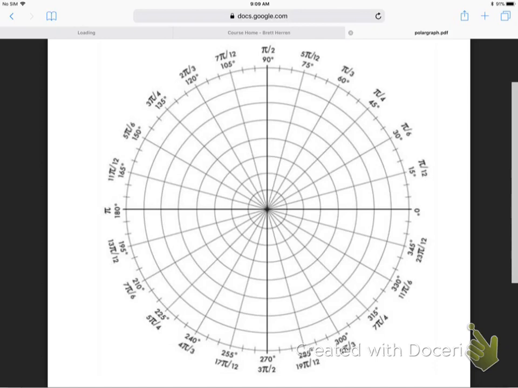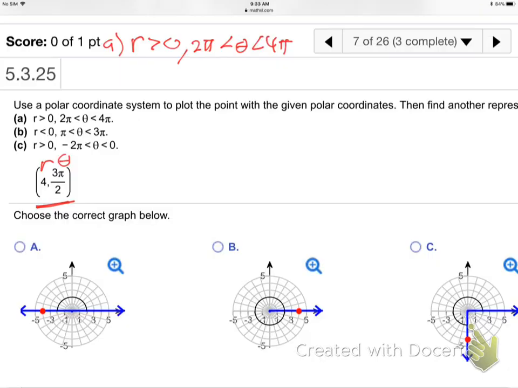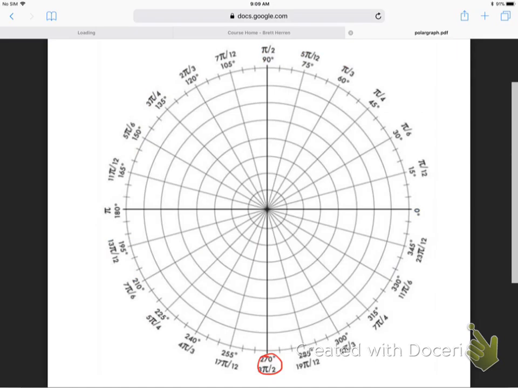So 3 pi over 2, yeah. 3 pi over 2 is right down there. And what was it, 5 or 4? 4. So you go 1, 2, 3, 4. So there's the location we're talking about, right? Facing 3 pi over 2, facing straight down.